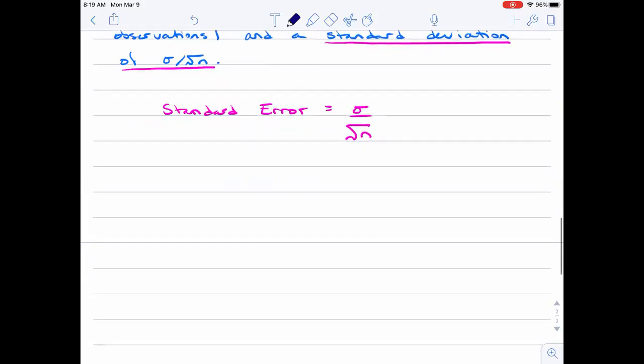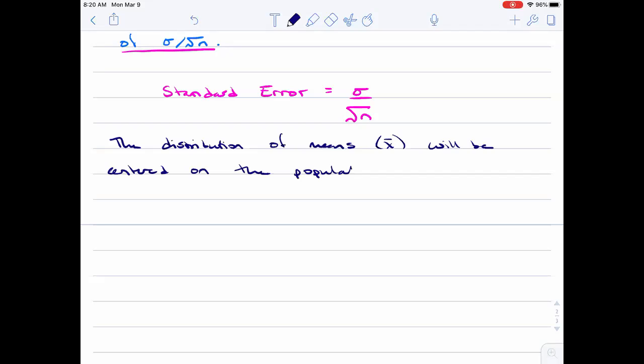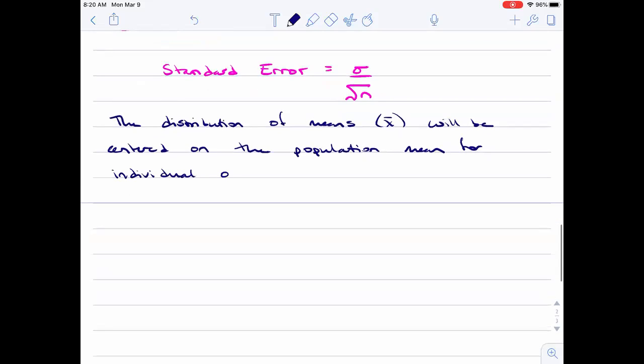And so what we're saying is the distribution of means, so X bar, will be centered on the population mean, for individuals, individual observations, I guess. I'll translate that into kind of what we're saying.